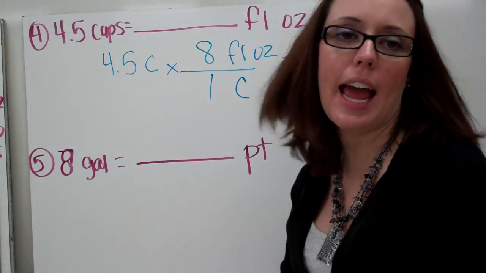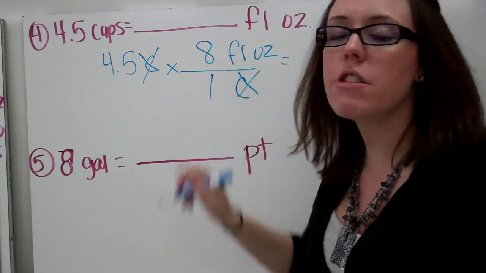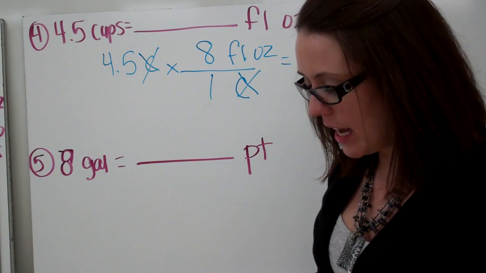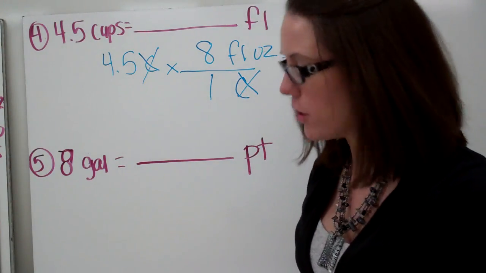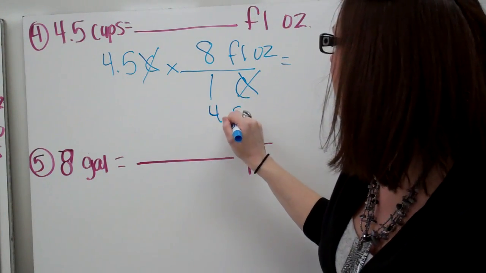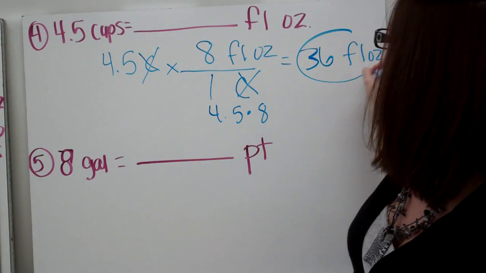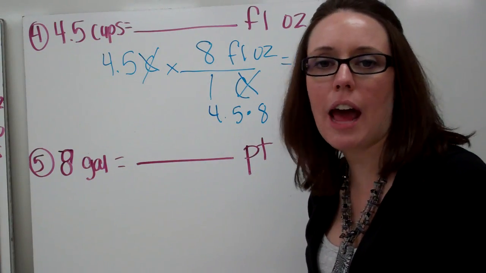8 fluid ounces. Our cups are going to cancel, and because our number other than 1 is in the numerator, we are going to actually multiply. Because our number other than 1 is in the numerator, we're going to multiply, and 4.5 times 8 is actually 36 fluid ounces. Number 5, this is our challenge problem.